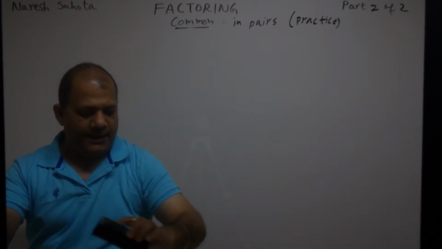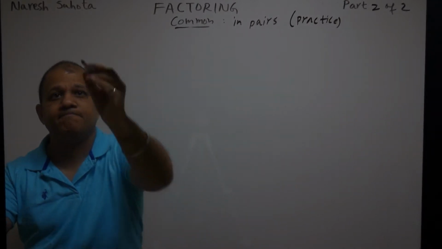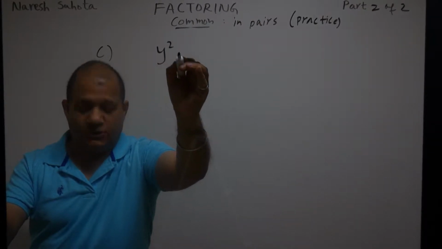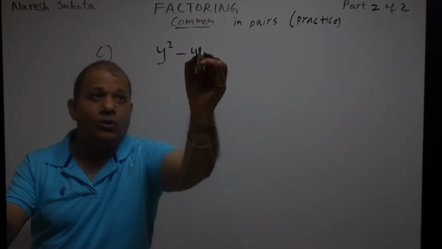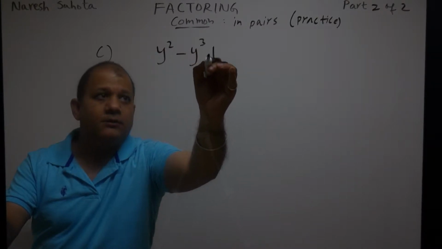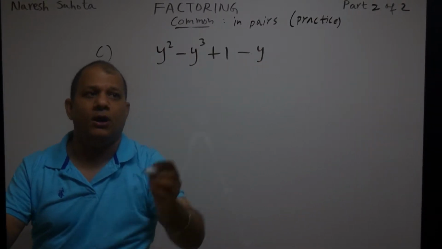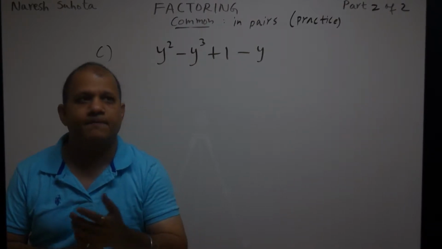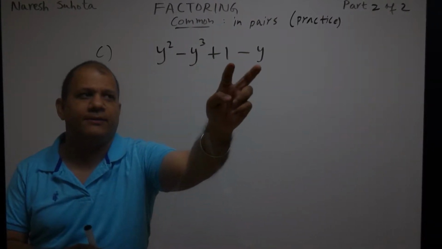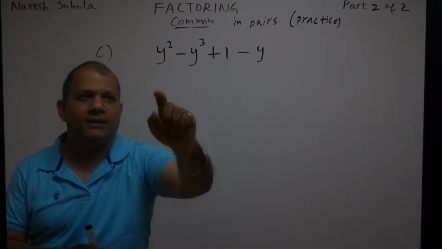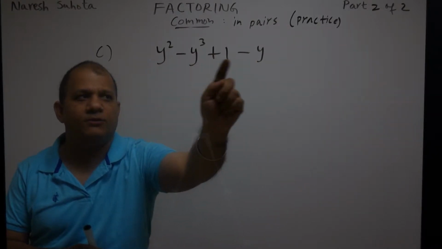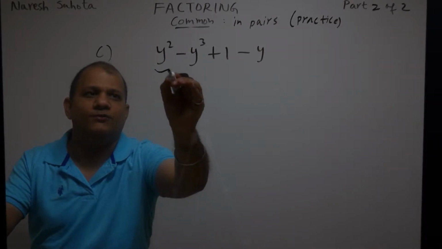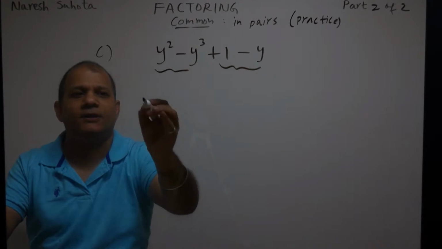Okay, so let's look at example C. The question is y squared minus y cubed plus 1 minus y. Which two terms do we want to pair? Well, we can pair the first two and the last two. I can pair this one with that one, or this one with that one, right? Let's just go with the first two and the last two.